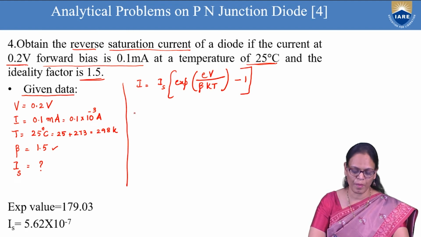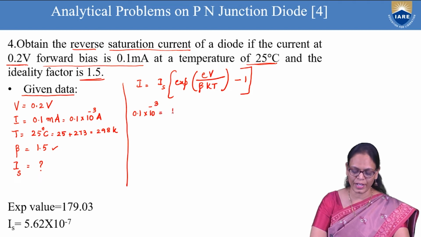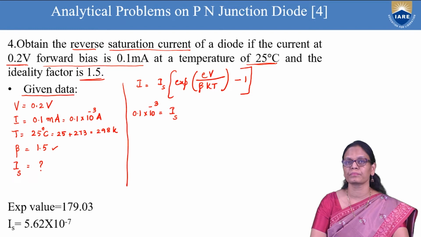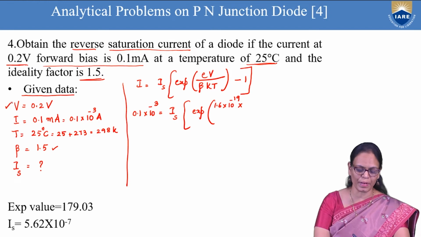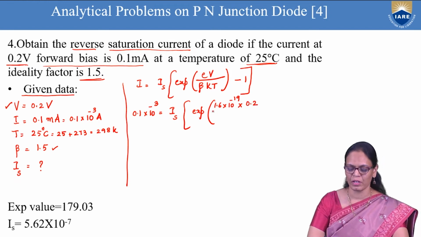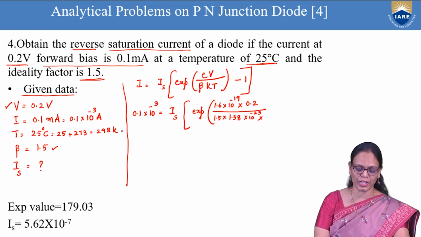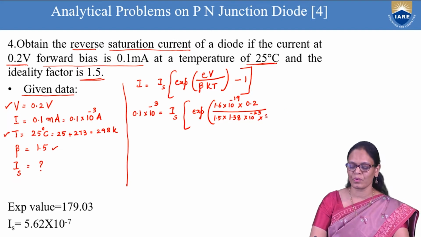I is given: 0.1 into 10 power minus 3 is equal to Is, which we have to find, into exponential of e, the charge of the electron, 10 power minus 19, and the voltage applied is 0.2, divided by beta, which is 1.5, into k, again the Boltzmann constant, 1.38 into 10 power minus 23, into temperature 298 Kelvin, minus 1.